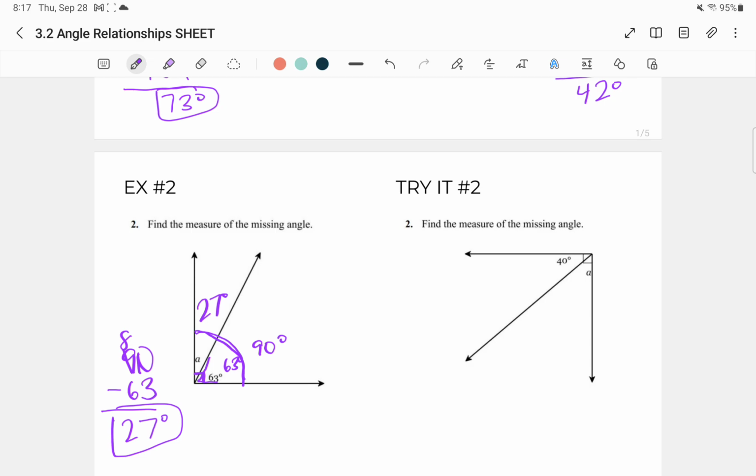All right, so you should have realized that again, this is complementary. It adds to 90. So I'm going to take 90 minus 40, and I get 50 degrees for that angle A there, that missing angle.